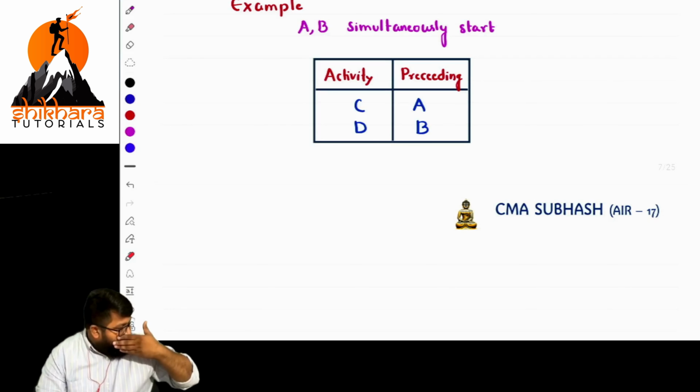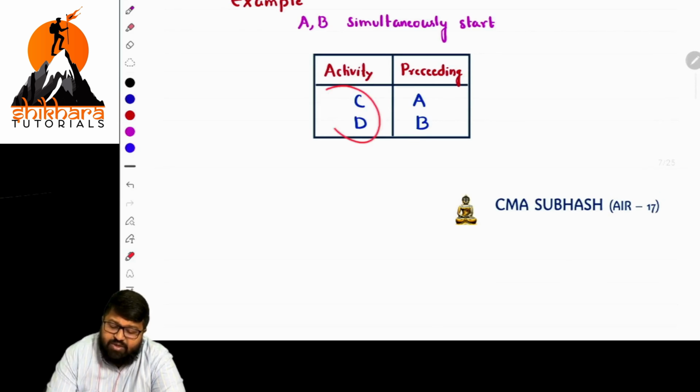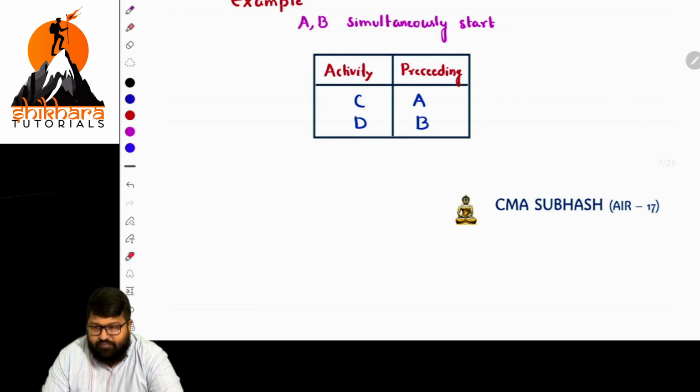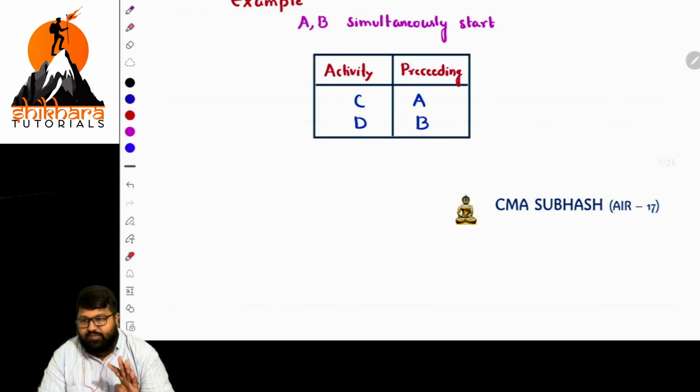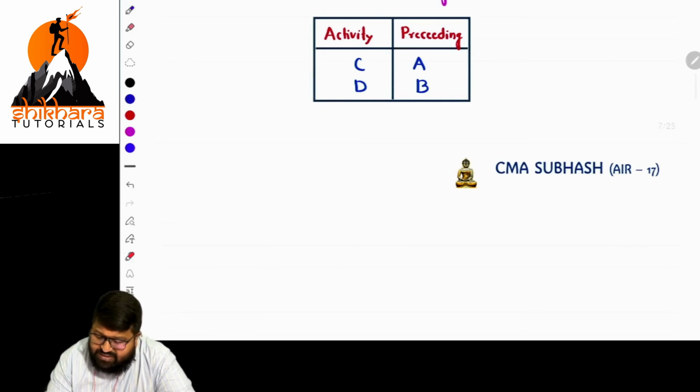Sorry. So in this case, how many activities do we have? Two activities in the activity column, and he also gave a preceding column, so totally 4 activities are present there. Activity C, what is the preceding? A. And activity D, what is preceding? B. So let us do that first.